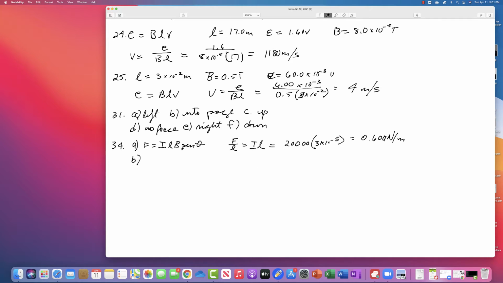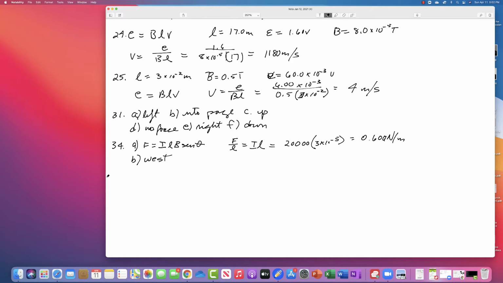B, what is the direction of the force? The current is straight up, so your thumb is straight up, and your field is due north parallel to the ground, so your fingers are due north. Your palm is facing to the left, which in this orientation would be west.